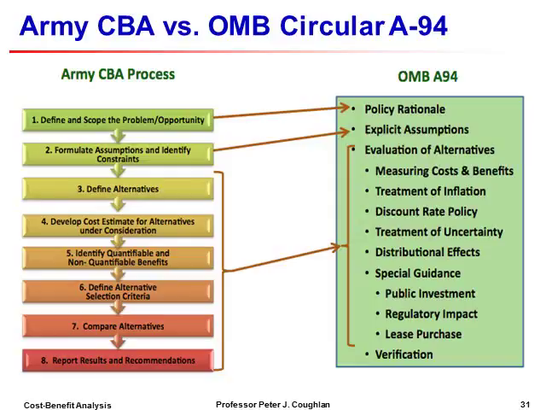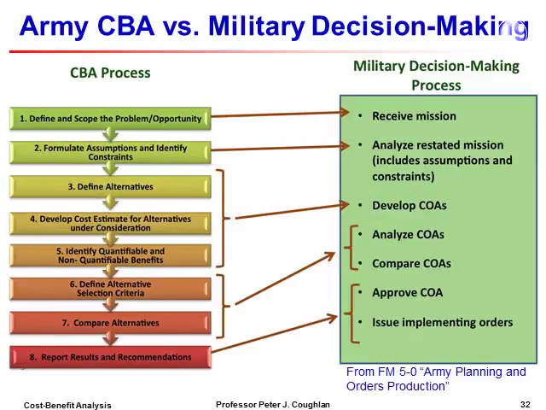Another parallel for the cost-benefit analysis process is the military decision-making process. This is taken from FM 5-0, the Army Planning and Orders Production document. So this is the officially endorsed military decision-making process. We see the process to receive the mission, analyze the restated mission, including assumptions and constraints, develop courses of action, analyze courses of action, compare the courses of action, approve a course of action, and then issue implementing orders. And you can again see the parallels. What's the mission? What's the problem or opportunity? What are the assumptions and constraints? What are the alternatives? Develop alternative courses of action. Analyzing them is again about analyzing and comparing them, identifying the costs and benefits. And finally, of course, approving one course of action, making a recommendation. So again, you see the parallel there.